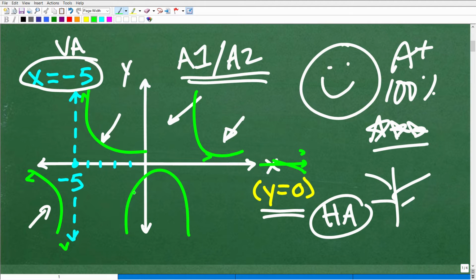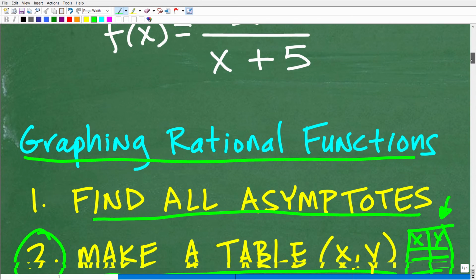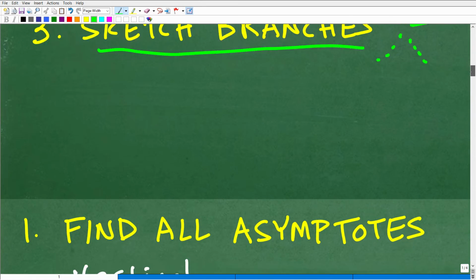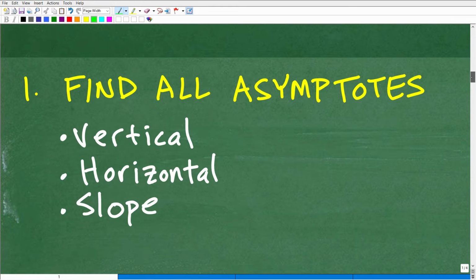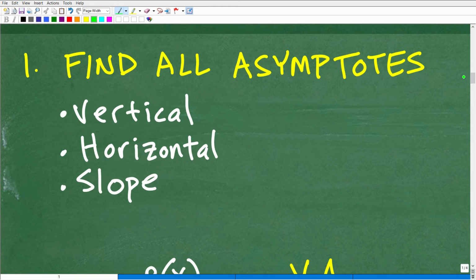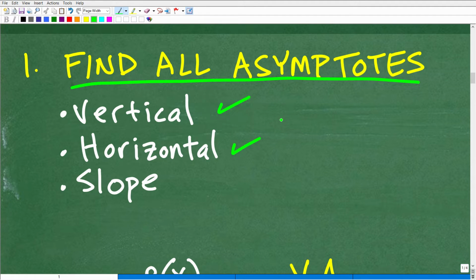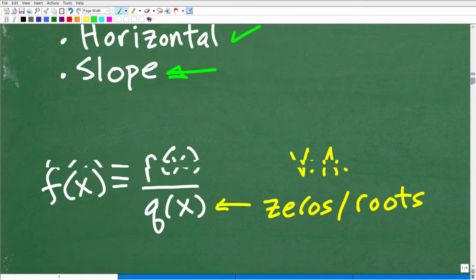But that's what these little parts of the graph are: branches, and they're separated, of course, by asymptotes. All right, so let's go ahead and get into this, and we'll kick this off by discussing asymptotes. Now, I kind of showed you what an asymptote is, and again, we're going to focus on vertical and horizontal asymptotes. Again, there are sloped asymptotes, but that's a little bit more advanced mathematics. But let's go ahead and get into this right now.